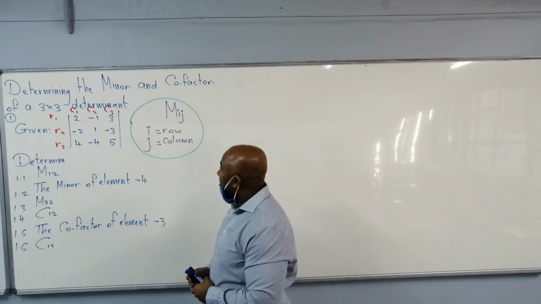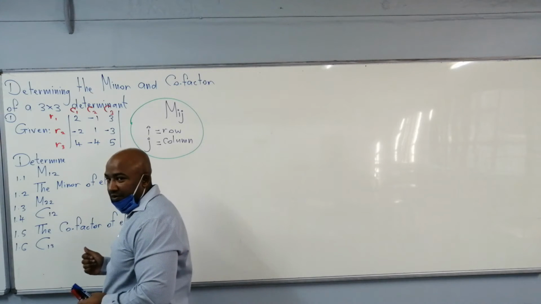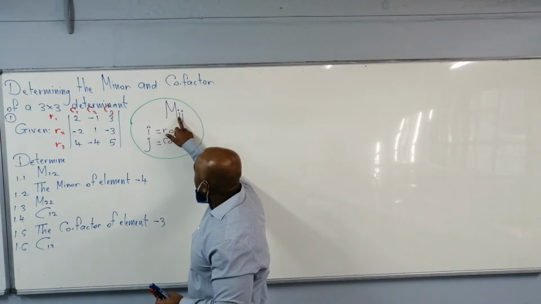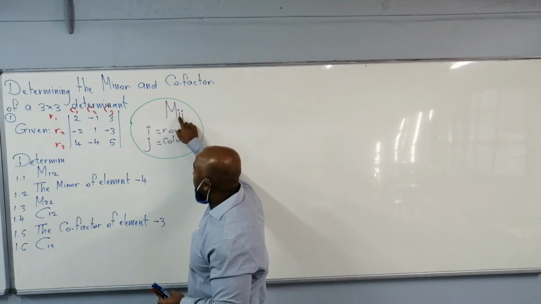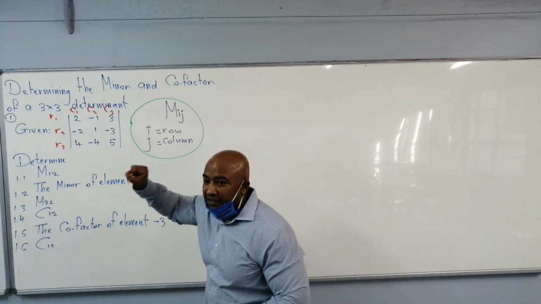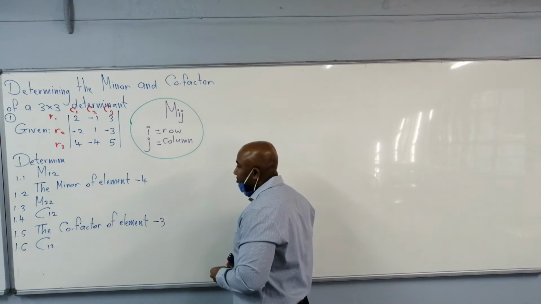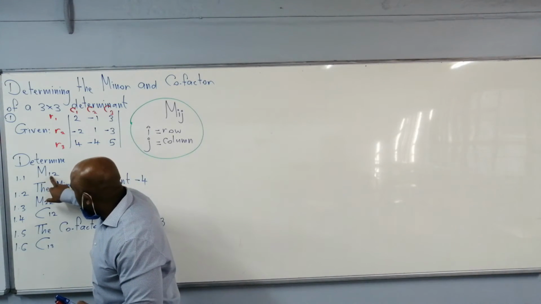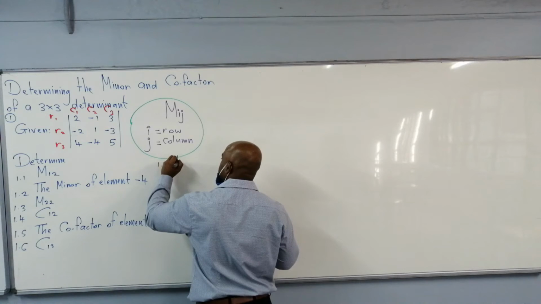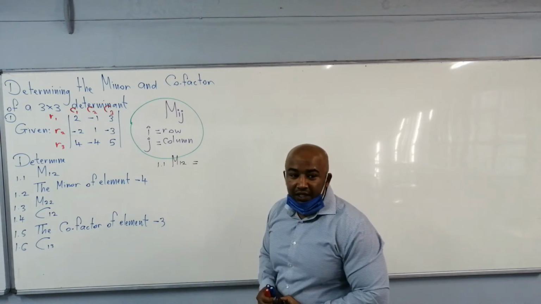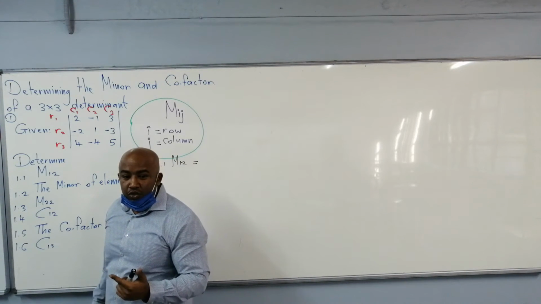So what does the minor mean? Now, you say M1,2. What does that mean? How do you read that? So M, I, J, in the order of I first, J second. That means the first number that you are reading refers to the row, and the second number refers to the column. So when we talk about M12, let's do this one here. Work out the minor of row 1, column 2.